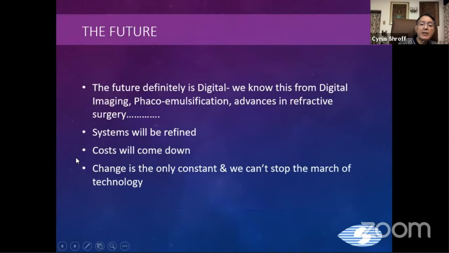The future definitely is digital. We know this from digital imaging, phacoemulsification, and advances in refractive surgery, that technology ultimately refines as systems are refined and costs come down. Change is the only constant, and we can't stop the march of technology.